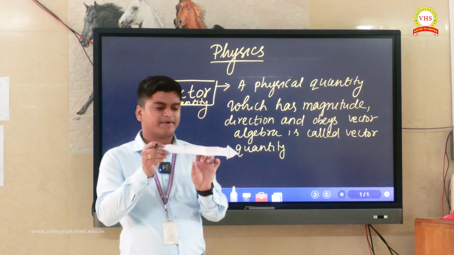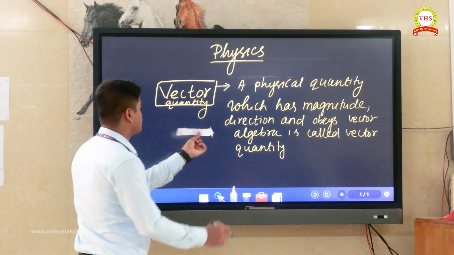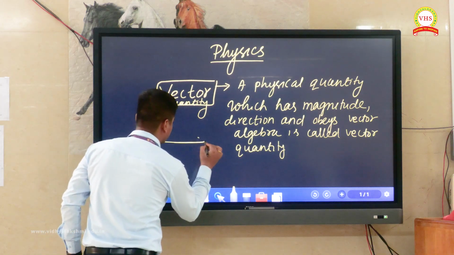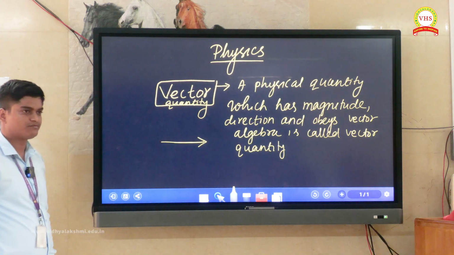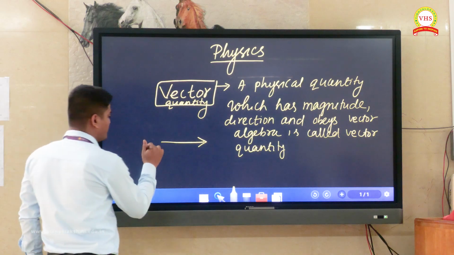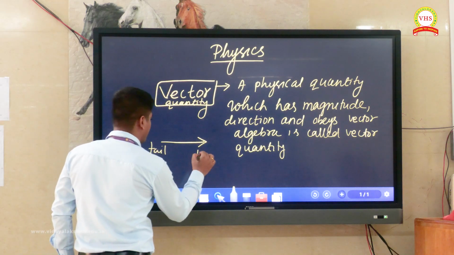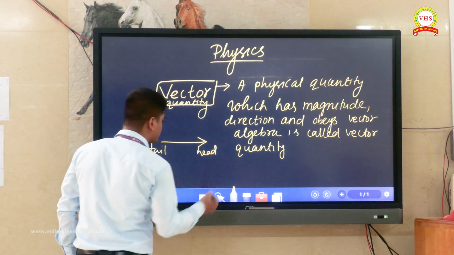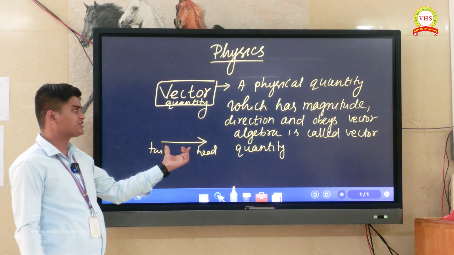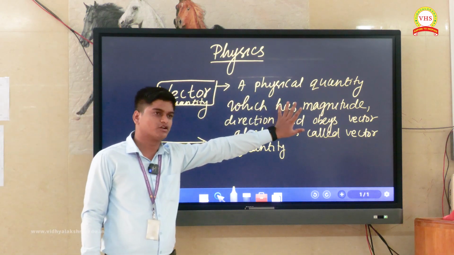Okay. So this vector, you see, looks like an arrow mark, right? So if I represent it here, how will I represent it? I will represent it like this. Clear? So here one will be the tail, another will be the head. Clear or not? Now this is a vector representation. This is the definition of a vector quantity.